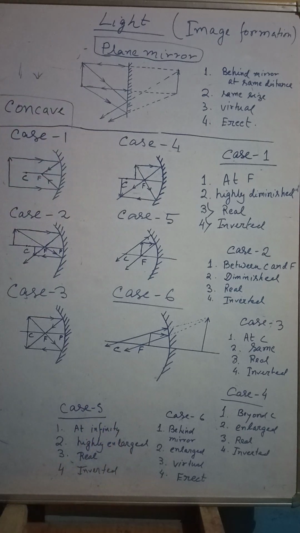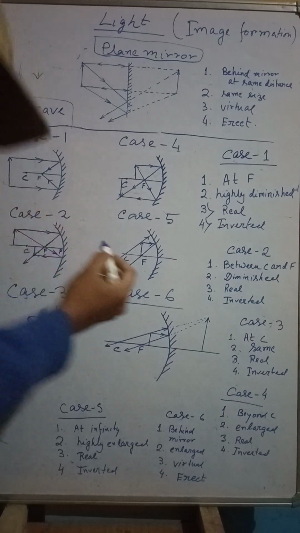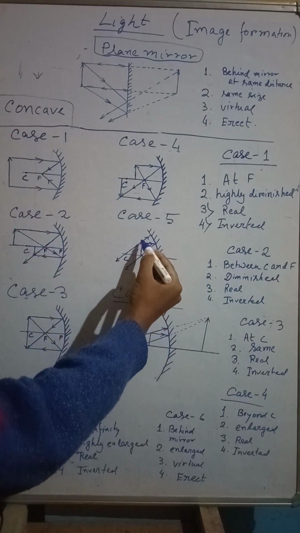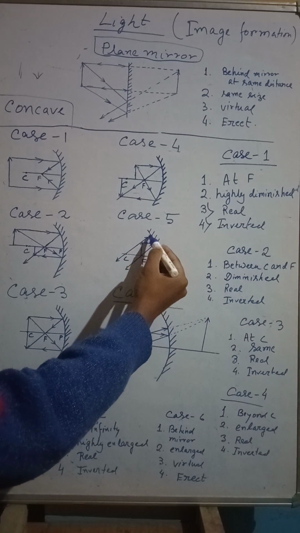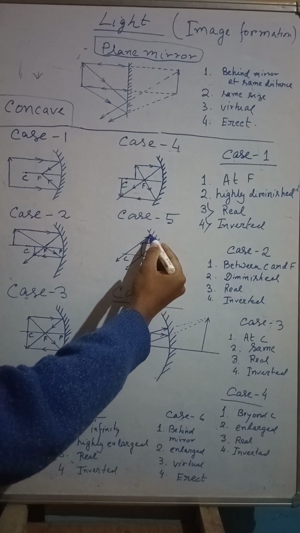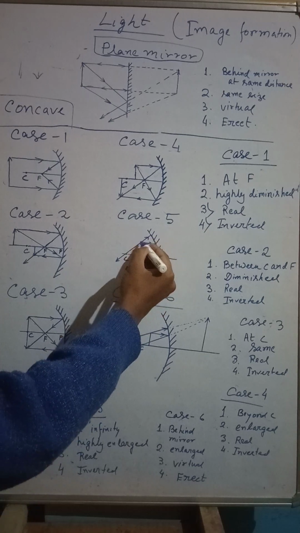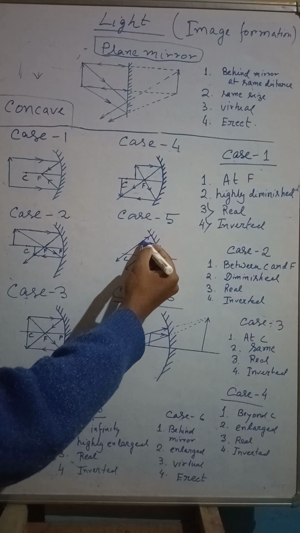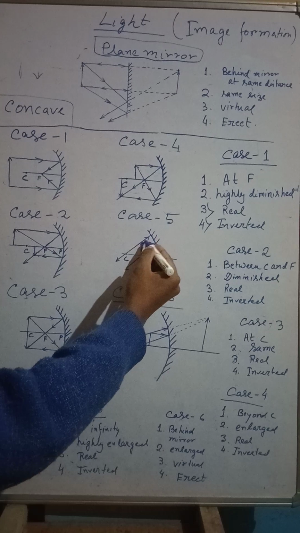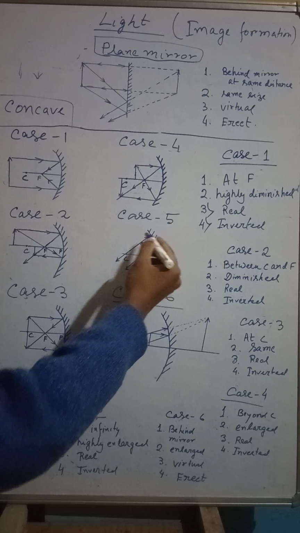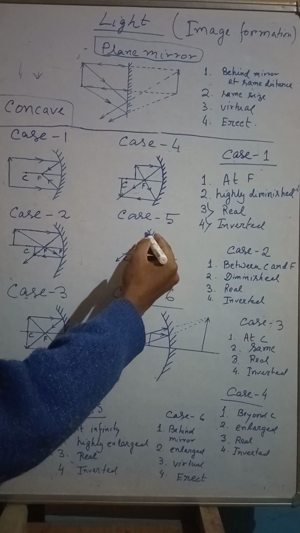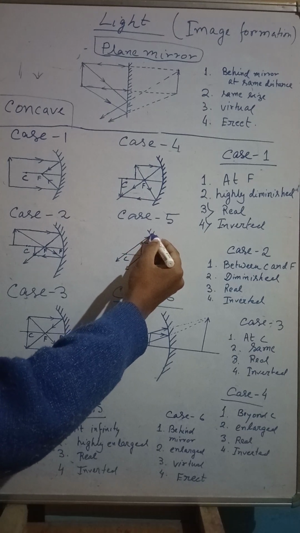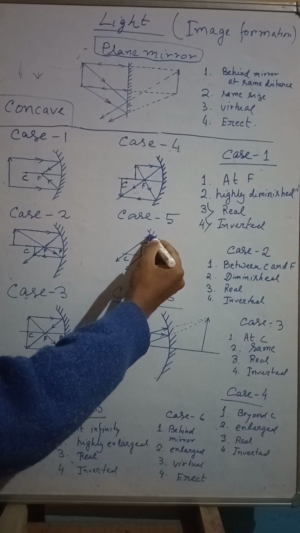So here another type of ray is introduced. You can see from this point a ray falls on the mirror with an angle of incidence of 0 degrees. Suppose a ray goes here, this is the incident ray, and it falls on the mirror with an angle of incidence of 0 degrees. So the reflected ray will be in the opposite direction.